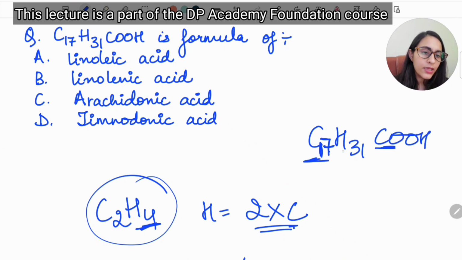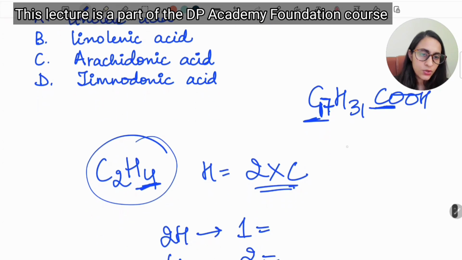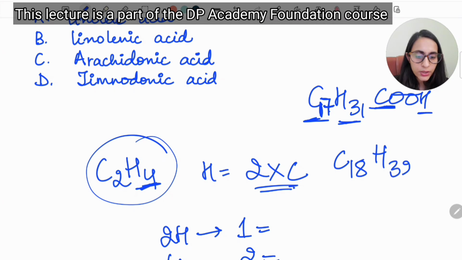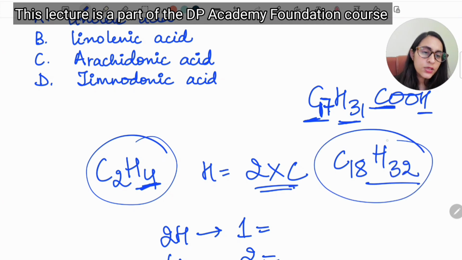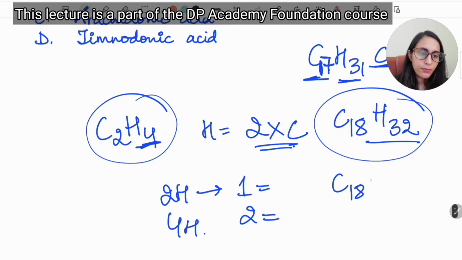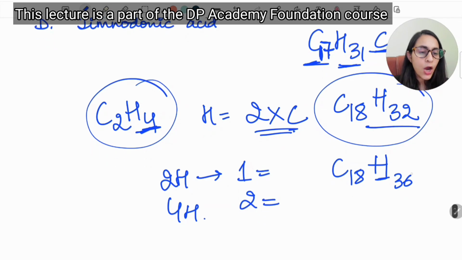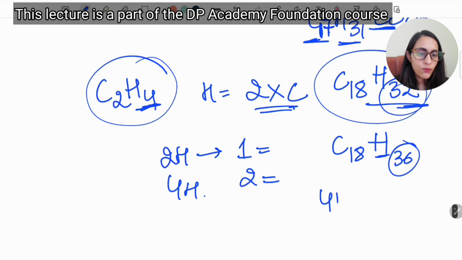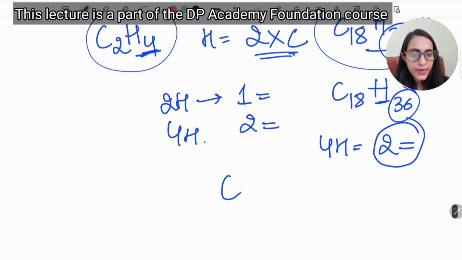So how many carbons are there? 17 carbons in this part and 1 is in COOH, that is an acid. So there are 18 carbons and 31 plus 1, that is 32 hydrogens. Now if you see a saturated structure of this, that will become double the number of carbons, so hydrogen will become 36 for the saturated structure. Now if you see how many hydrogens are less, there are 4 hydrogens less, so that makes it 2 double bonds. So this is an 18 carbon atom structure with 2 double bonds.